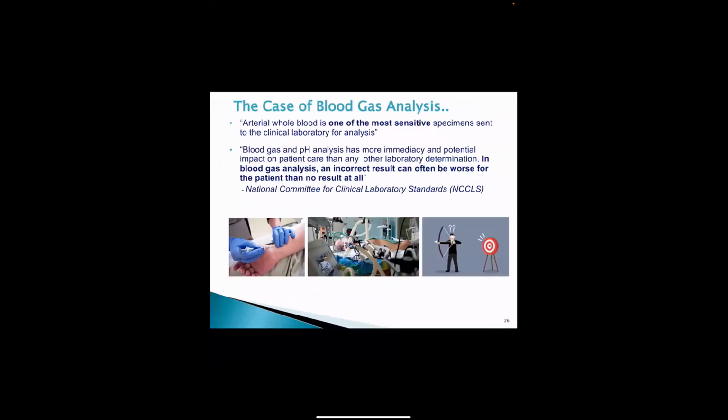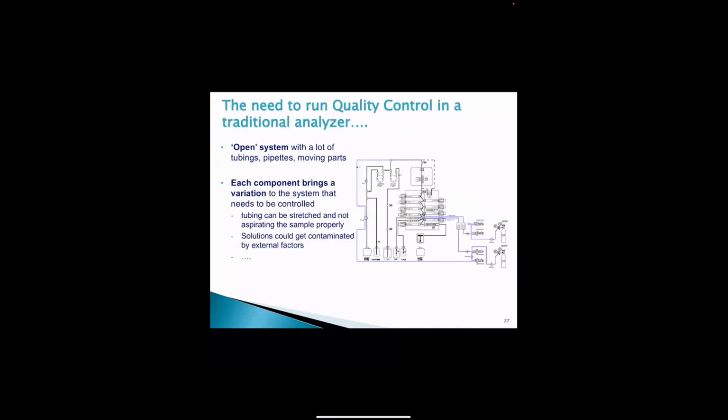Remember, the blood gas is one of the most sensitive specimens sent to the clinical laboratory for analysis. An incorrect result is often worse for the patient than no result at all. Here is how it looks in the traditional blood gas analyzers. The quality control runs in an open system with lots of tubing and pipetting, as you can see here in the picture. Each component brings a variation to the system that needs to be controlled.